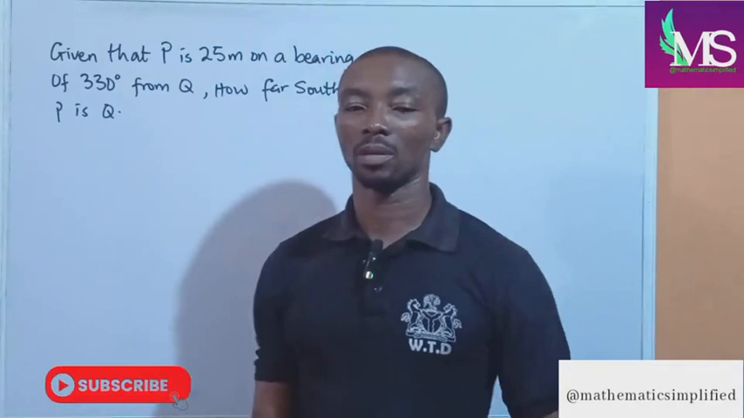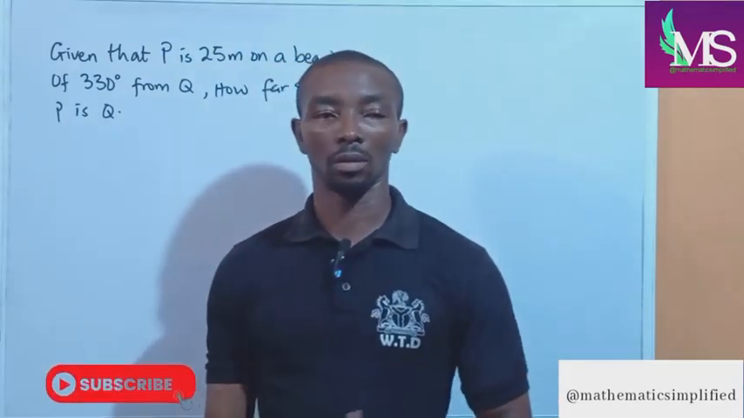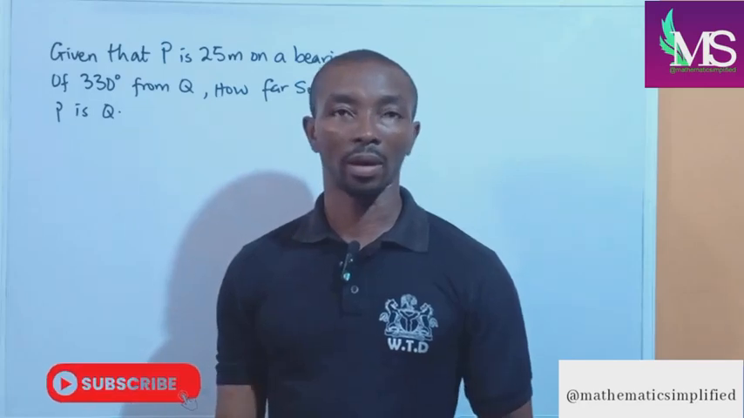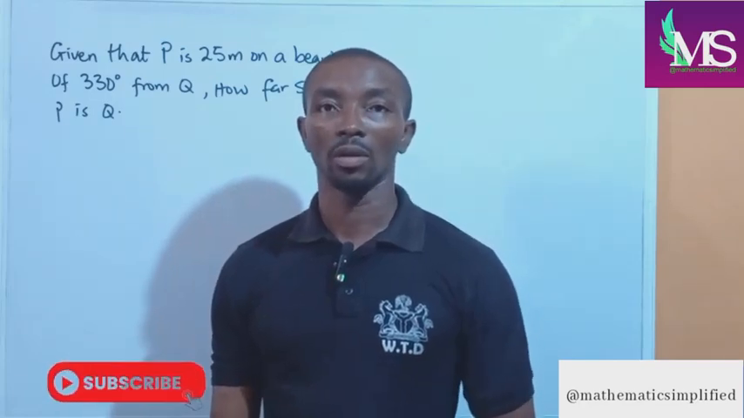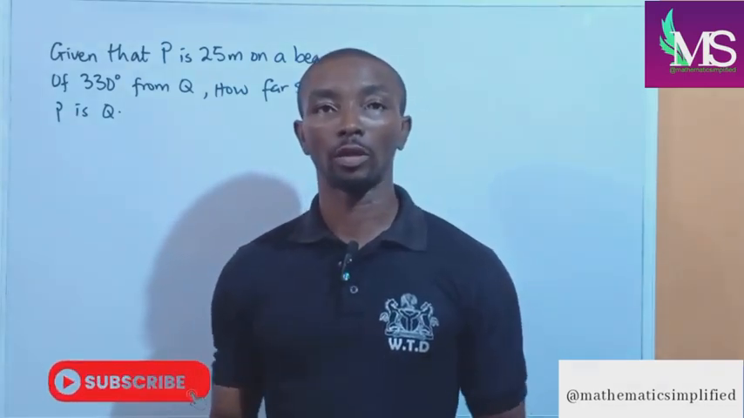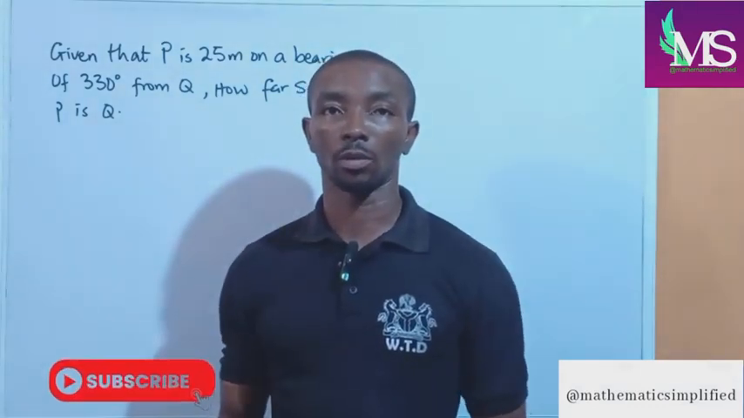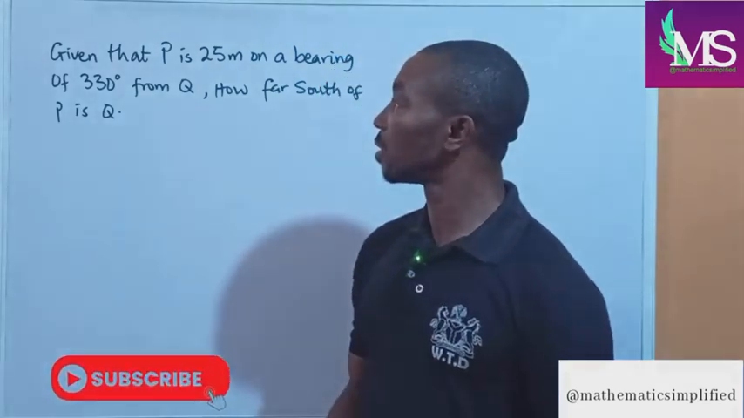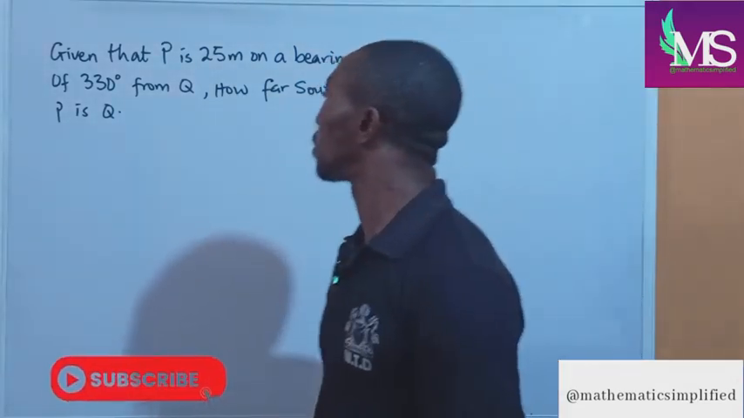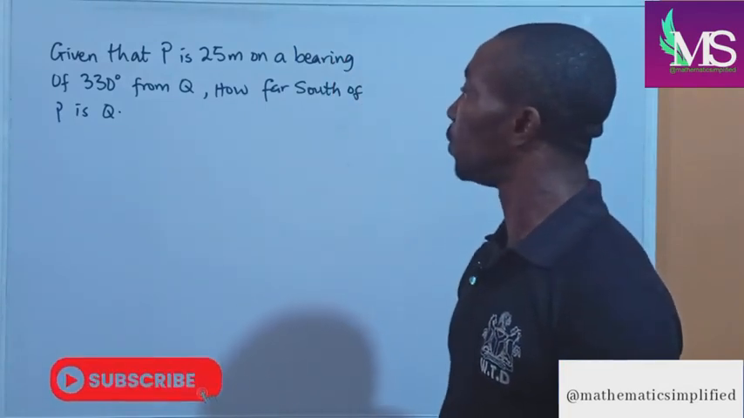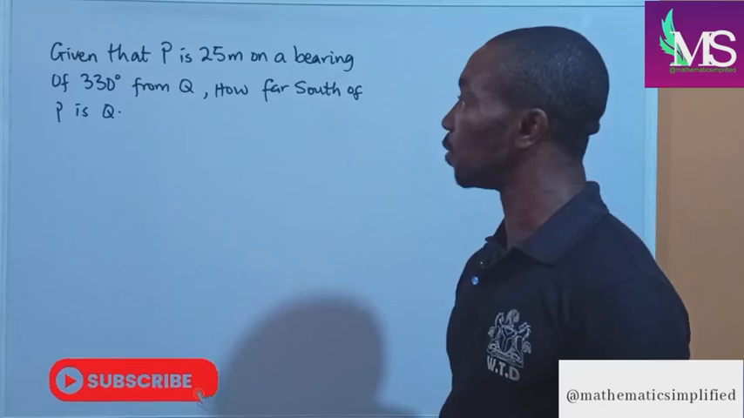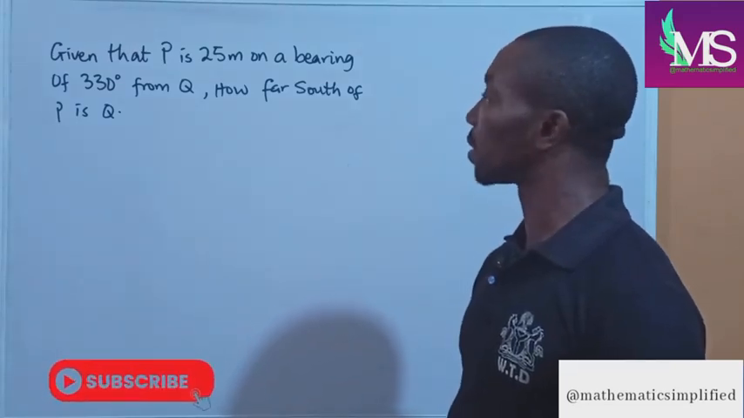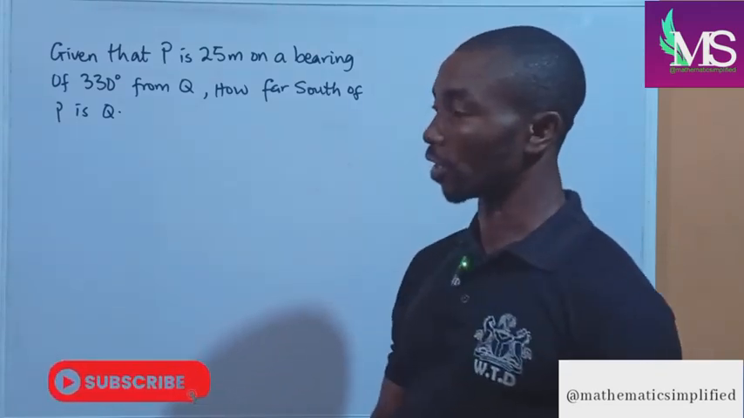Today we'll be looking at past questions on different exams like WAEC, NECO. Alright, so we'll be taking them randomly from different questions. So our first question today says, given that P is 25 meters on a bearing of 330 degrees from Q, how far south of P is Q?